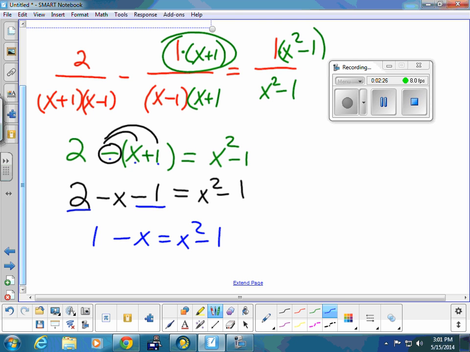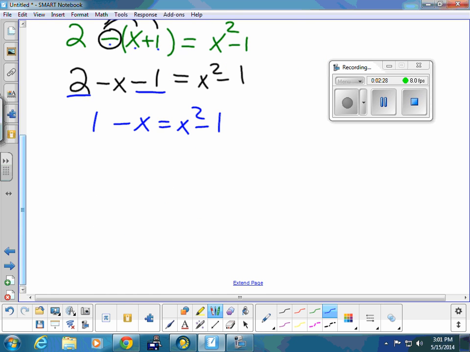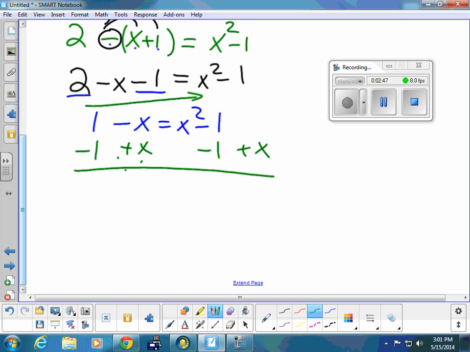Now, since we have an x squared in our equation, you want to put it in standard form. So we're going to send everything to that side, so we can have a 0 on this side. Okay, so we're going to subtract 1 and add x to this side. Subtract 1 and add x. And I put it like that because I can only combine like terms on the other side. So this side's going to be 0.